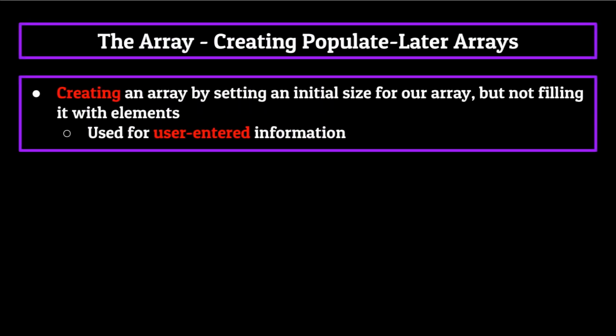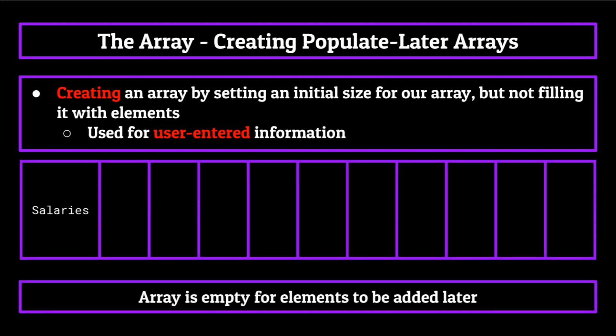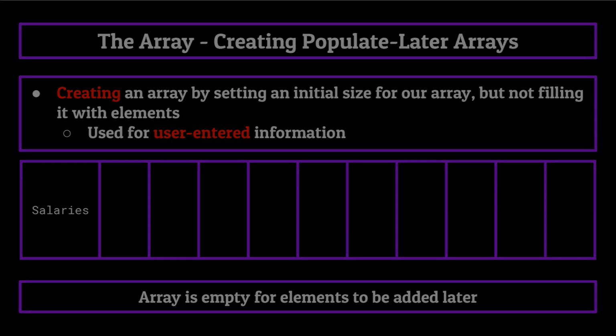Now, the second way in which we can instantiate an array is by setting an initial size for our array, but not filling it with any elements. This would be in the case that you don't actually know which type of information you're going to store in the array, but will as the program runs through. This is most common in the case where the end user will enter information into the program, and then that information will be stored inside the array.